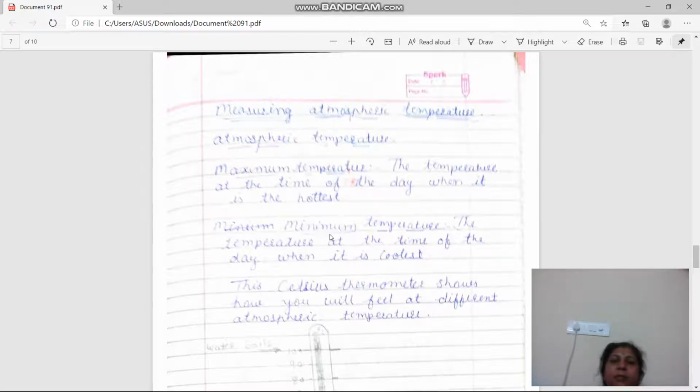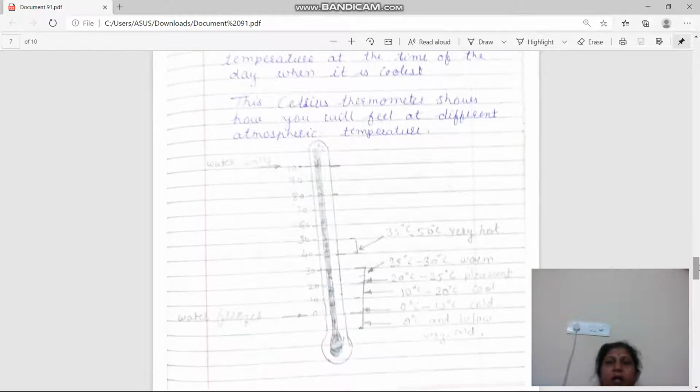And what is the minimum temperature? The minimum temperature is at the time of the day when it is very cold. Of course it is in the night, right? Now next, the Celsius thermometer. Now we have to understand the structure and the diagram of the Celsius thermometer.